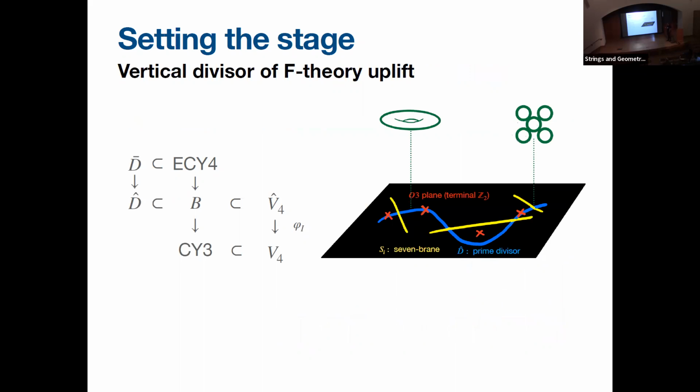So within this F-theory uplift, what I'll think about is a vertical divisor. Imagine I look at the Calabi-Yau 3 orientifold base, and I select some prime divisor that I denote by d hat. This is represented by this blue line. And then I think about lifting this through the F-theory construction to, generically, something like an elliptically fibered divisor inside of a Calabi-Yau fourfold. So that this is what I denote by d bar.